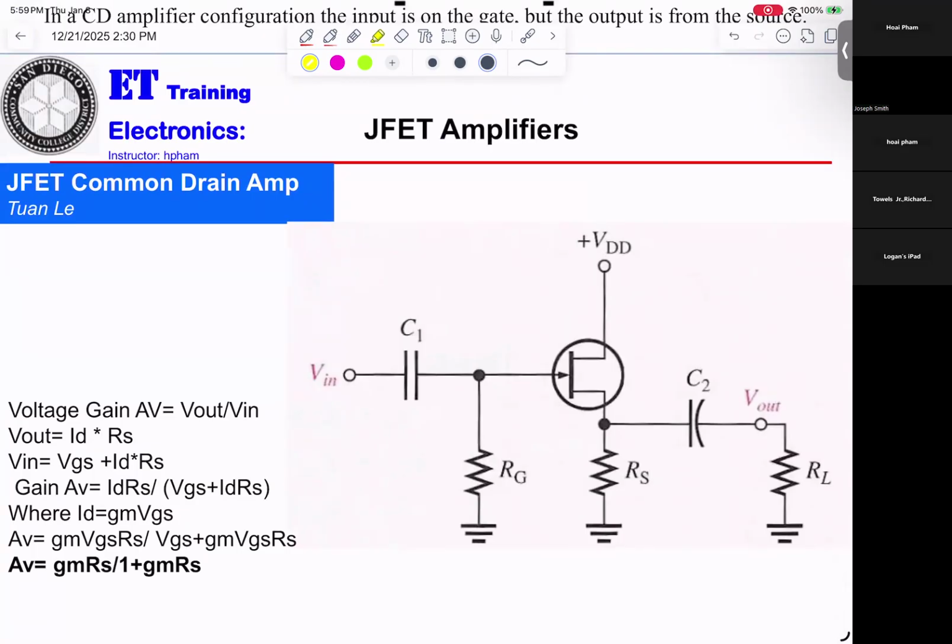Now, that's with the load, though. Before, you didn't have a load. Now you're adding the load. Yeah, you added the load. If you're looking for the output impedance, then it's RS in parallel with RL, with C2 shorted.